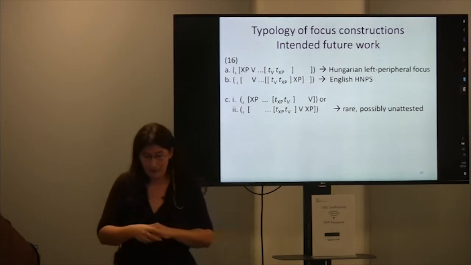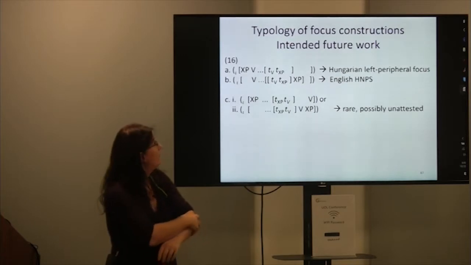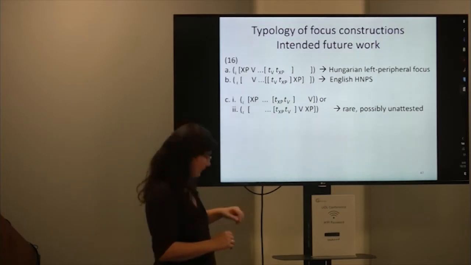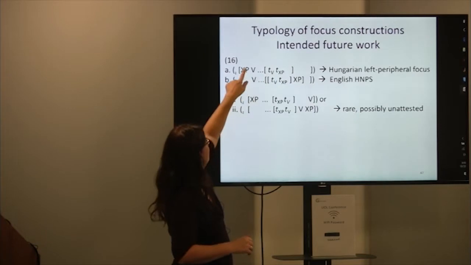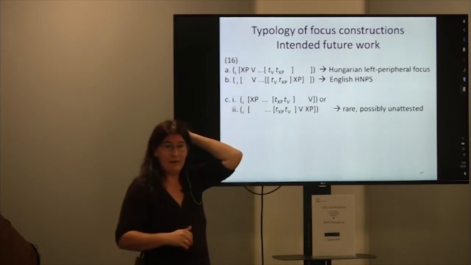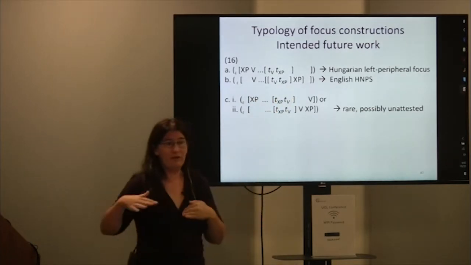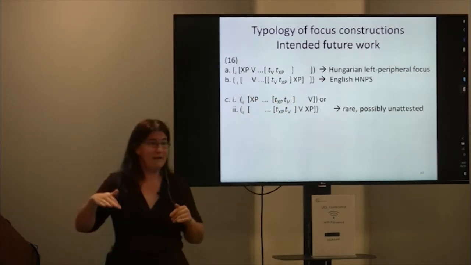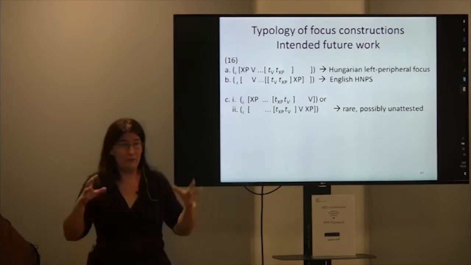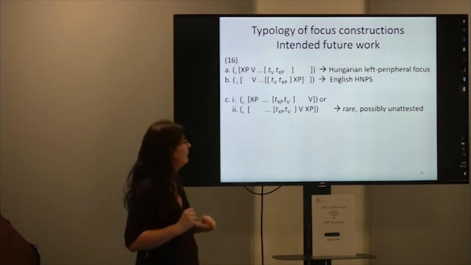Okay, so far I spoke about Hungarian, which has left peripheral focus. And in Hungarian, what you get, as you saw, is verb movement to the left, and then it creates a specifier position. Now, I also spoke about the fact that you can have a position for focus on the right, which has to be lower than the verb. So there's an asymmetry in these positions.